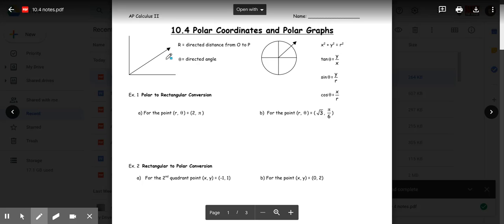Sometimes they do this in honors pre-calculus. Sometimes they don't get to it. I'm not sure if you guys have seen this before. We definitely don't do it in AB. So if you did see it, it's been a couple years.